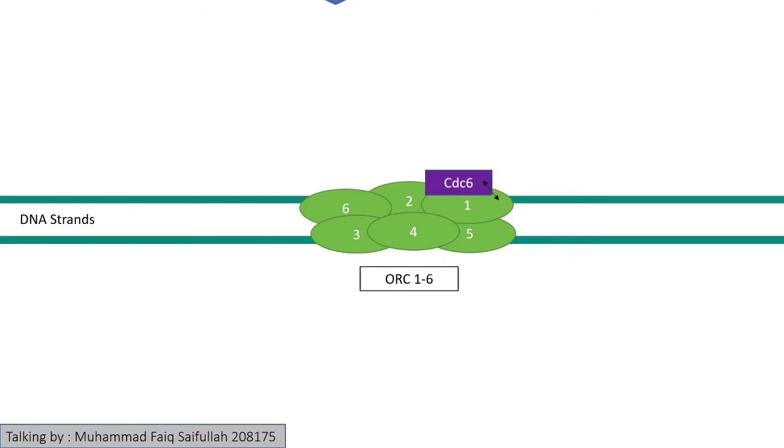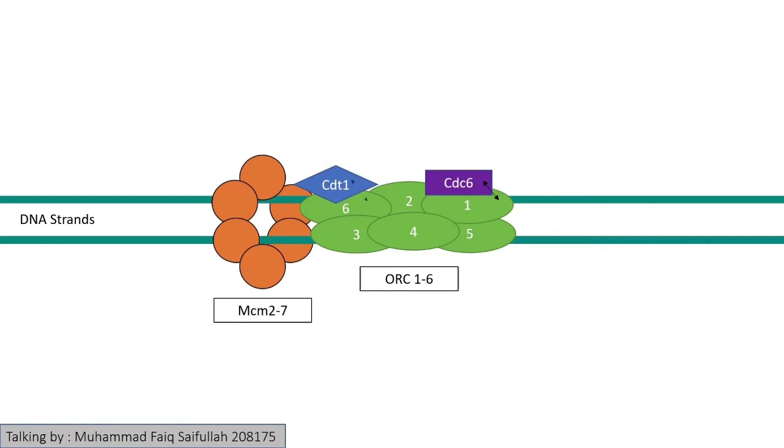The minichromosome maintenance 2 to 7, acronymically MCM2-7, which functions as a DNA helicase, will form a complex with the chromatin licensing and DNA replication factor 1, acronymically CDT1 protein. This MCM-CDT1 complex is recruited to the ORC-CDC6 complex, thus forming the pre-replicative complex, pre-RC.